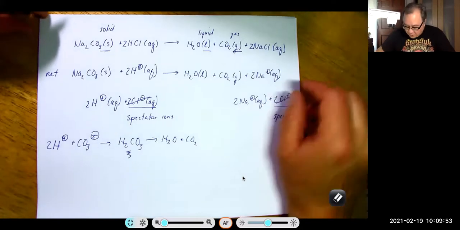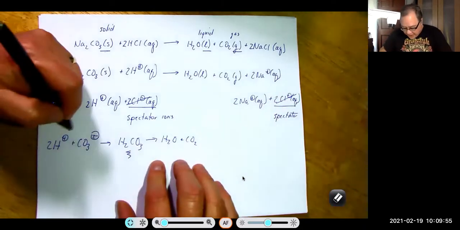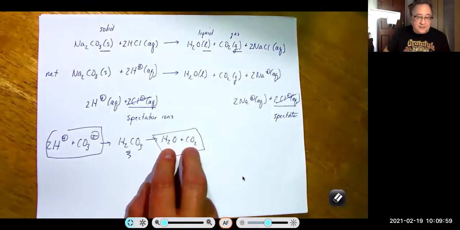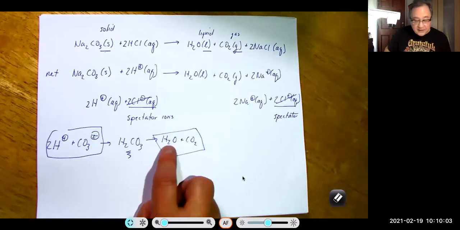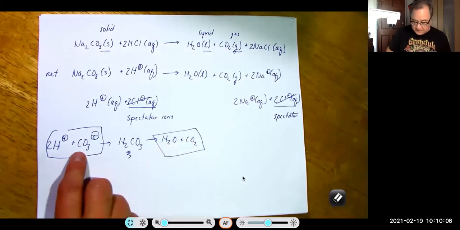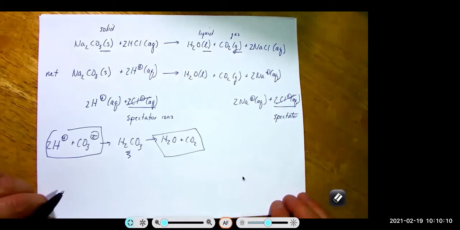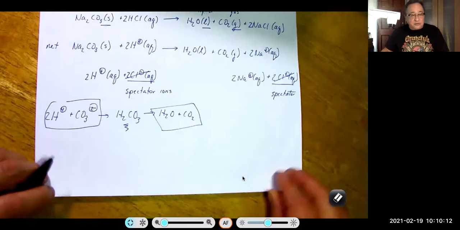Okay. So do you see how, if you focus on these 2 products, you need 2 hydrogens and 1 CO3? Right. Okay, so now let's take a look at another one that I'm going to make you do.